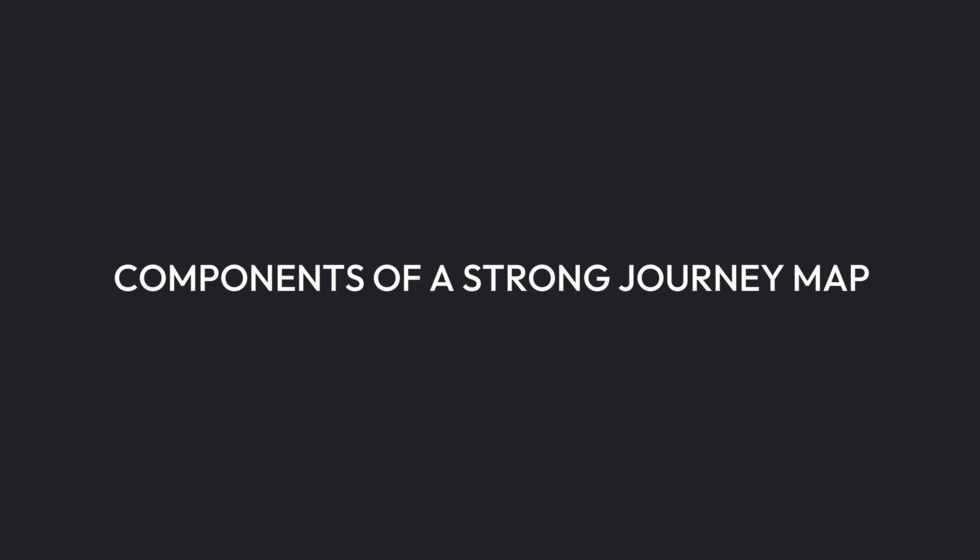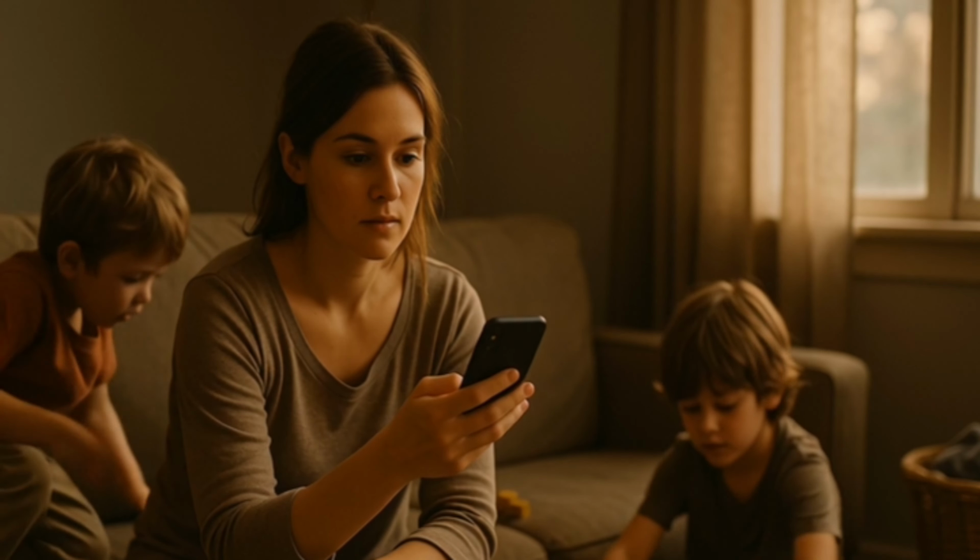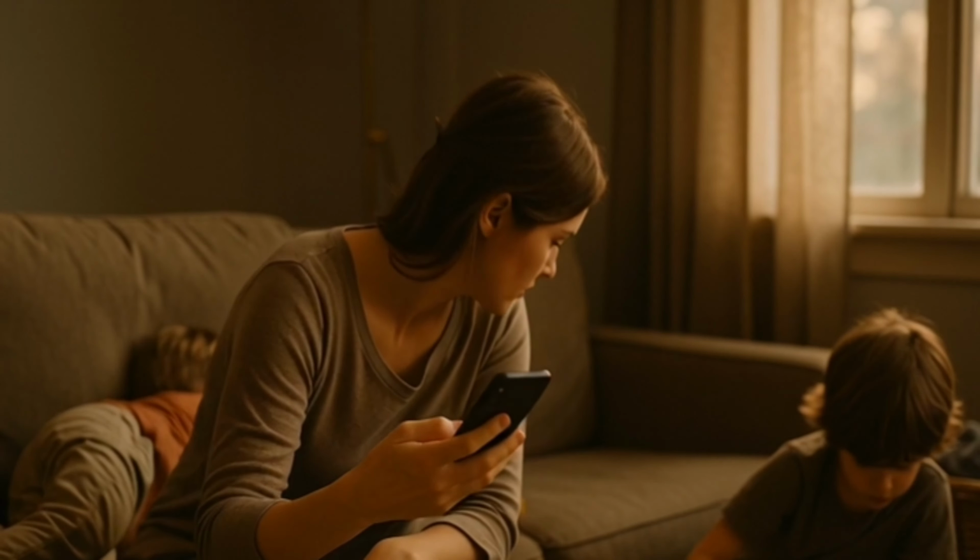Components of a strong journey map. Now, let's talk about what actually makes a good journey map. Think about it as anatomy. Every element plays a role in helping you understand what users go through, what they are thinking, feeling, and doing at each stage. To bring this to life, let's walk through a simple example. Meet Sarah. She's a busy parent trying to order dinner after a long day at work. She's tired. Her kids are hungry. She wants something quick and easy. We're going to map Sarah's journey through a food delivery app, step by step.